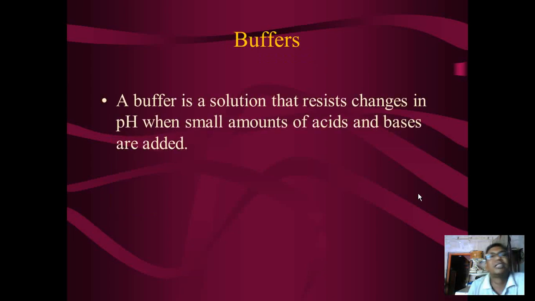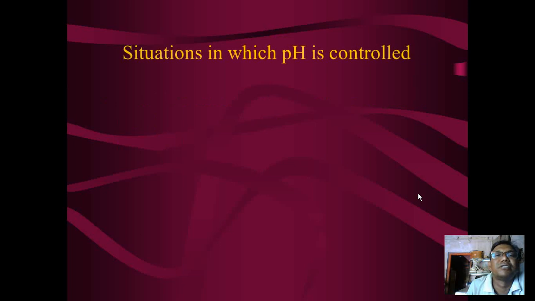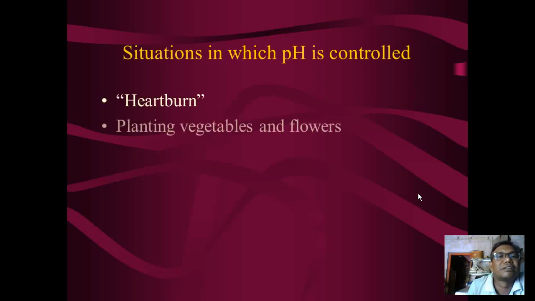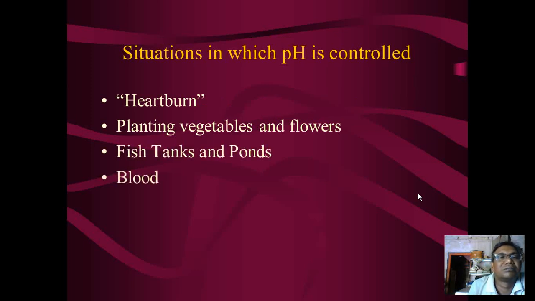Now consider the buffer. A buffer is a solution that resists changes in pH when small amounts of acids and bases are added. Situations in which pH is controlled include heartburn, planting vegetables and flowers, fish tanks and ponds, blood and swimming pools.